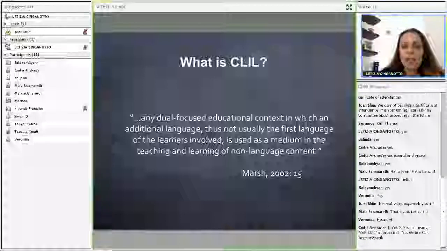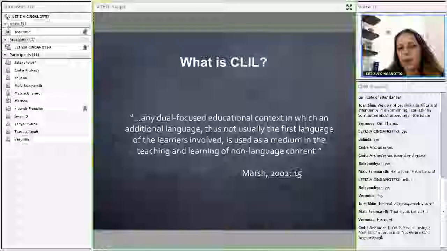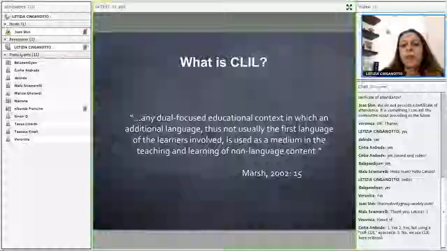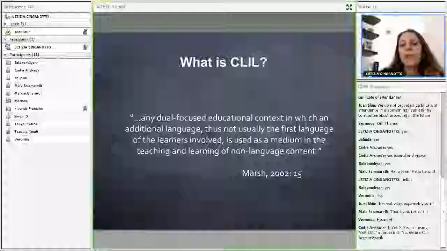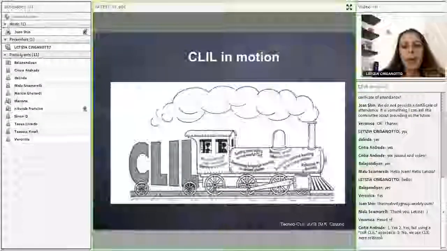So this is a definition by David Marsh, the inventor of the CLIL acronym: a dual-focused educational context in which an additional language, not usually the first language of the learners involved, is used as a medium in the teaching and learning of non-language content. So it refers to the learning and teaching of subject content, humanistic subjects or scientific subjects, in a foreign language. And the important thing is that the two objectives of the lesson, of the learning pathway, so the content and the development of language competence, are of the same importance, so are equally balanced.